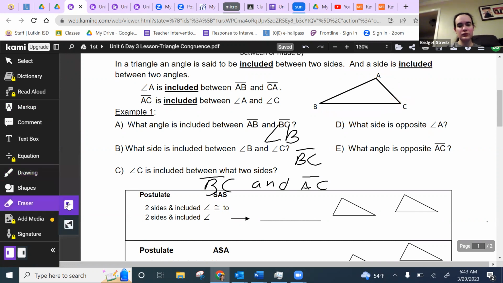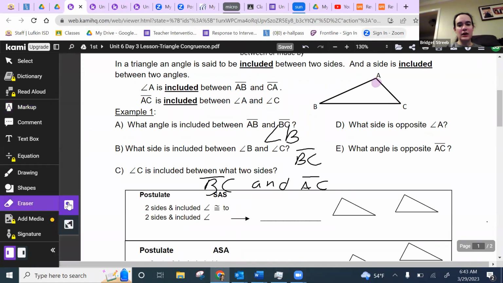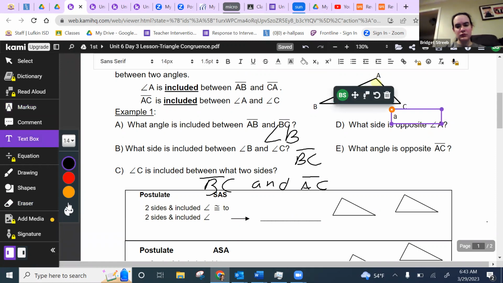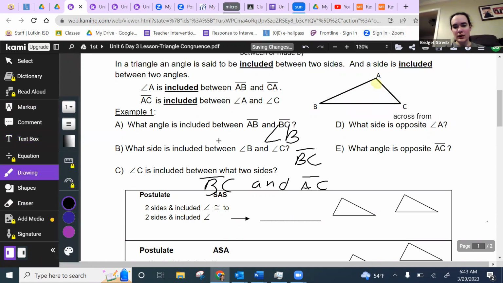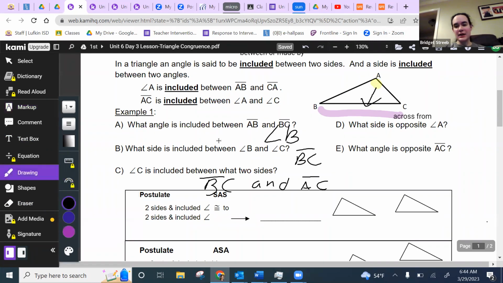Next up, what side is opposite angle A? So we have angle A and we want the side opposite. Opposite means across from. So going straight across, that side is the side that is opposite angle A. So that's segment BC.